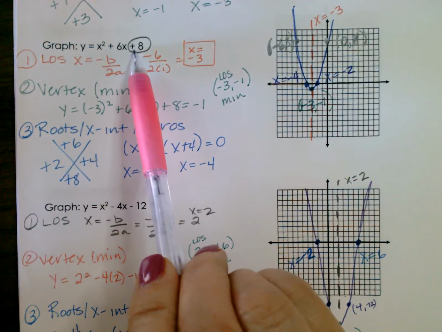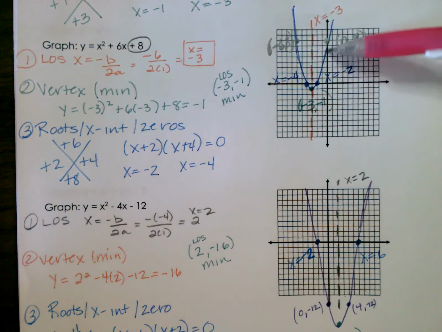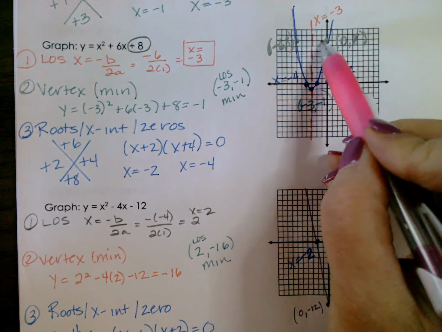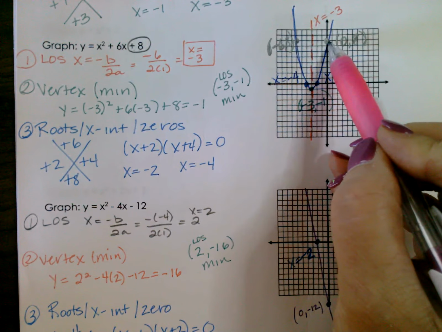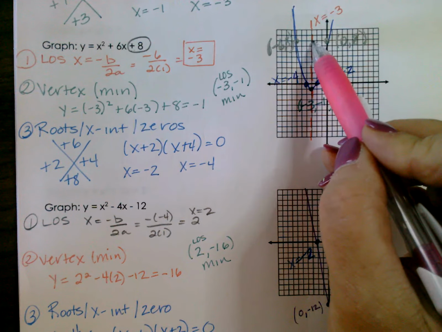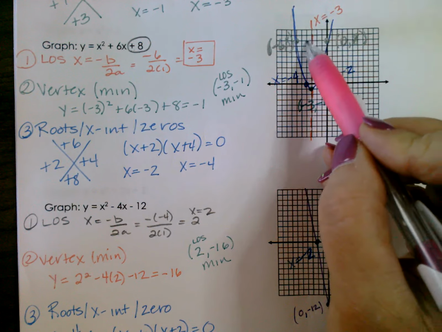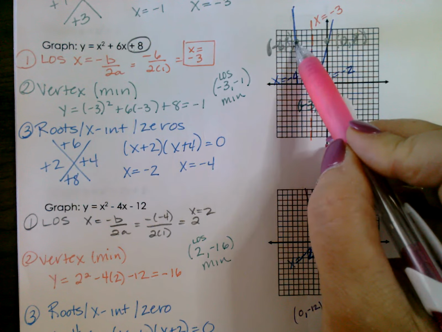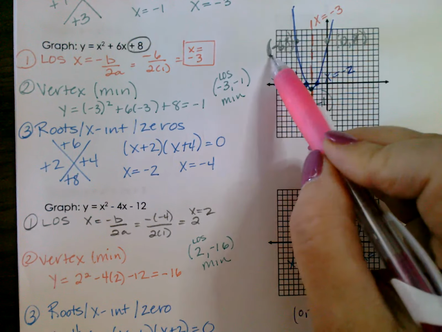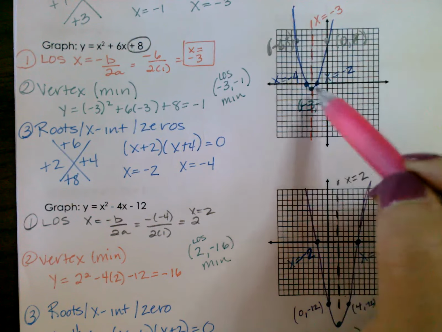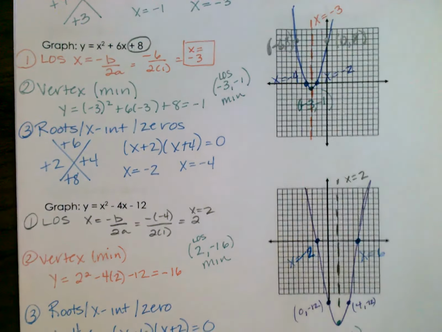My y-intercept was 8, so I moved up to 8. I noticed that that is 1, 2, 3 units to the right of my line of symmetry. So if I go back to the line of symmetry and move 1, 2, 3 units to the left, I was able to add another ordered pair, (-6, 8), and that makes that beautiful parabola.